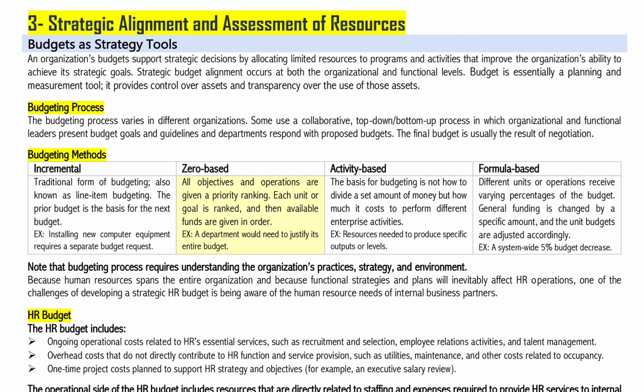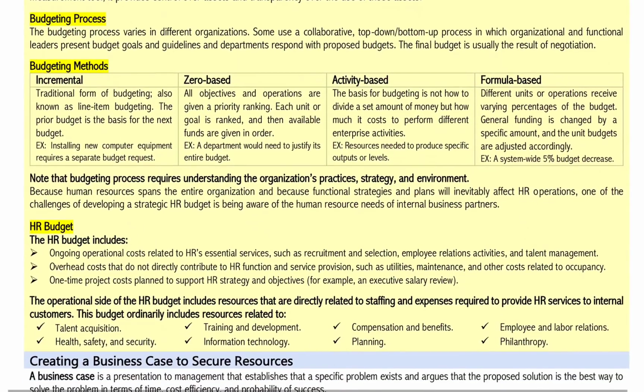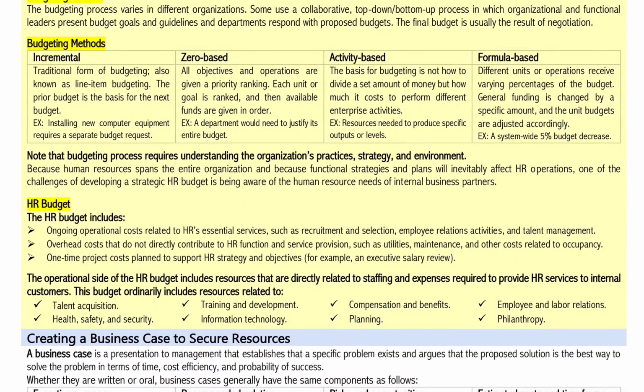A department would need to justify its entire budget. Activity-based: the basis for budgeting is not how to divide a set amount of money but how much it costs to perform different enterprise activities. Resources needed to produce specific outputs or levels. Formula-based: different units or operations receive varying percentages of the budget. General funding is changed by a specific amount, and the unit budgets are adjusted accordingly, for example, a system-wide 5% budget decrease. Note that the budgeting process requires understanding the organization's practices, strategy, and environment.